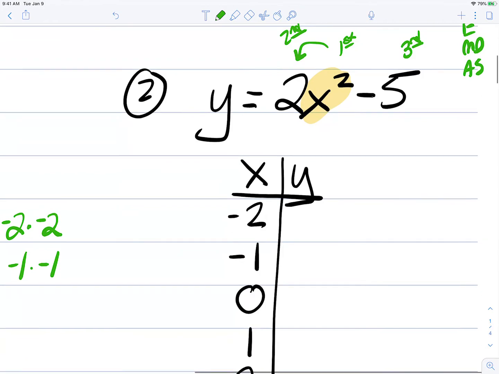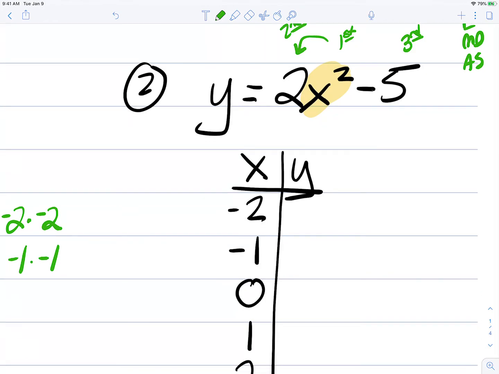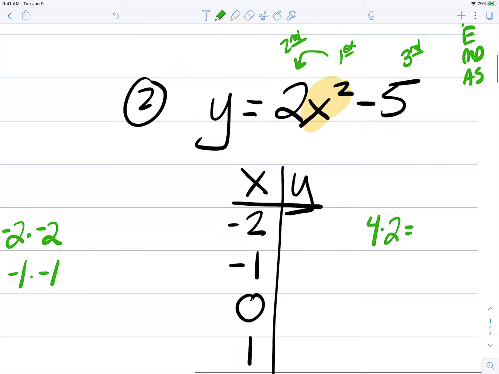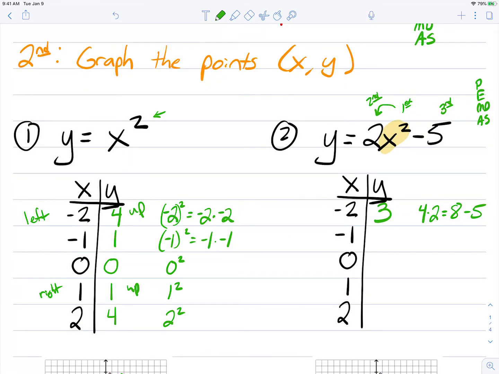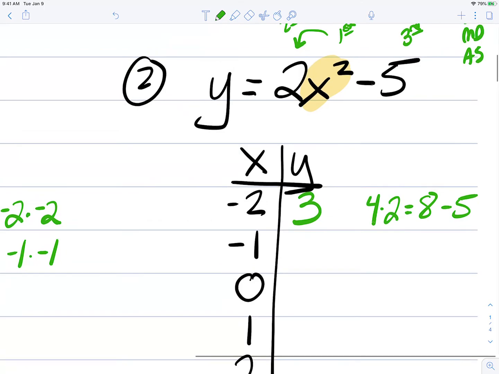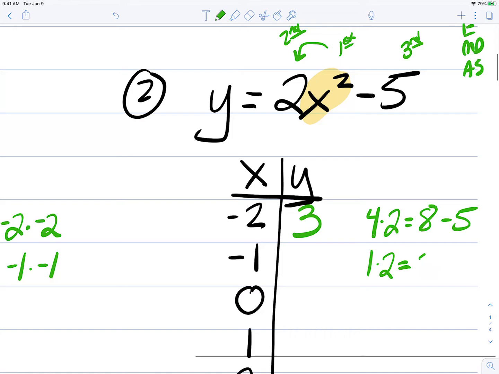So what I'm going to do with -2 is first I'm going to say, okay, what is -2 squared? That is 4. Now I'm going to multiply that by 2 because that's my next step. 4 times 2 is 8. And my last step is to subtract 5, and 8 minus 5 is 3. So let's try this again. -1 squared means -1 times -1, which is 1. Times 2, because that's my second step, is 2. And our last step, minus 5, gets us a -3.